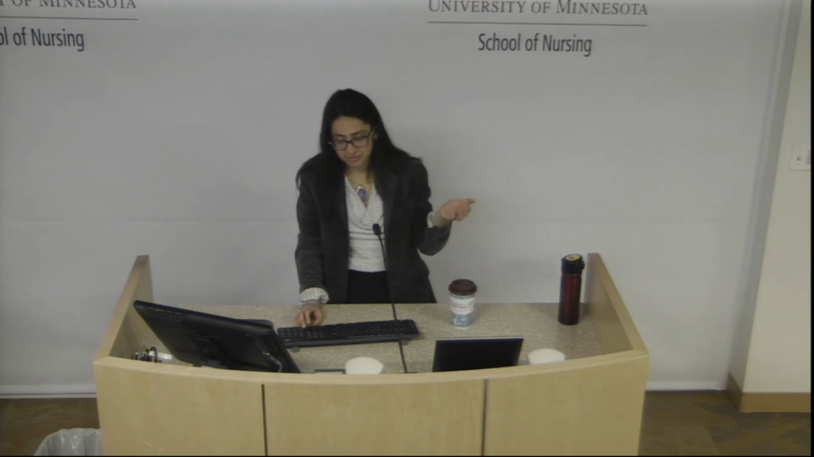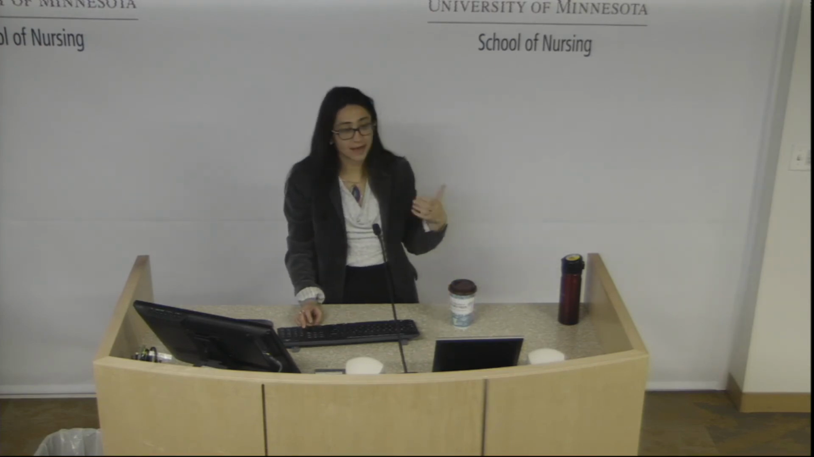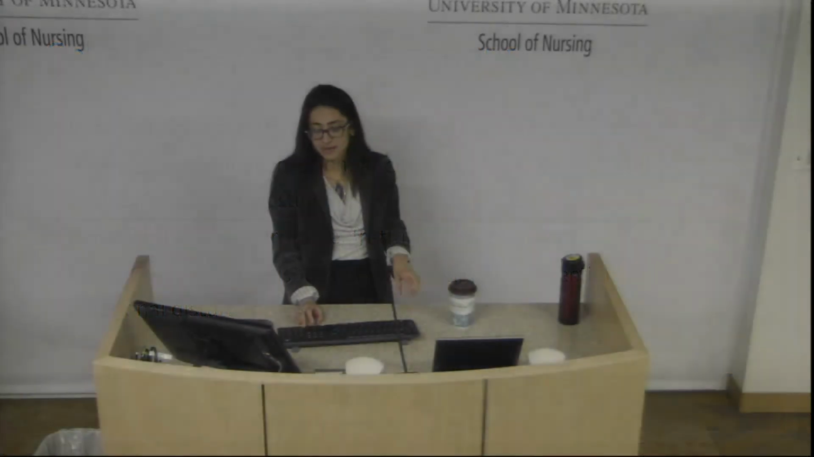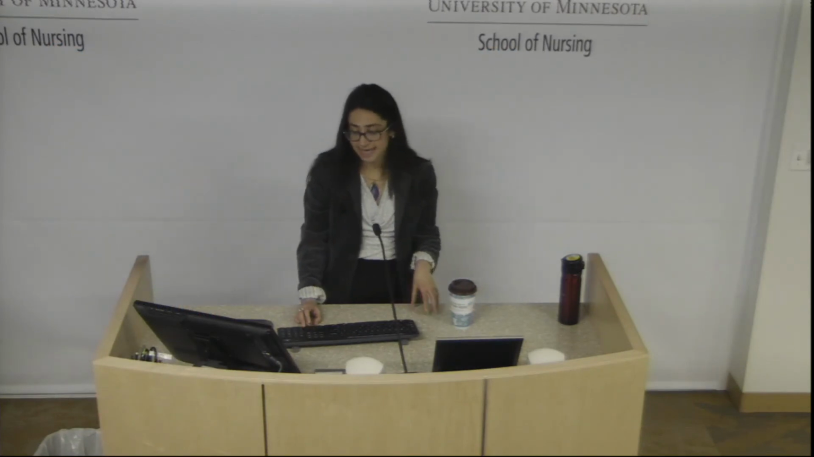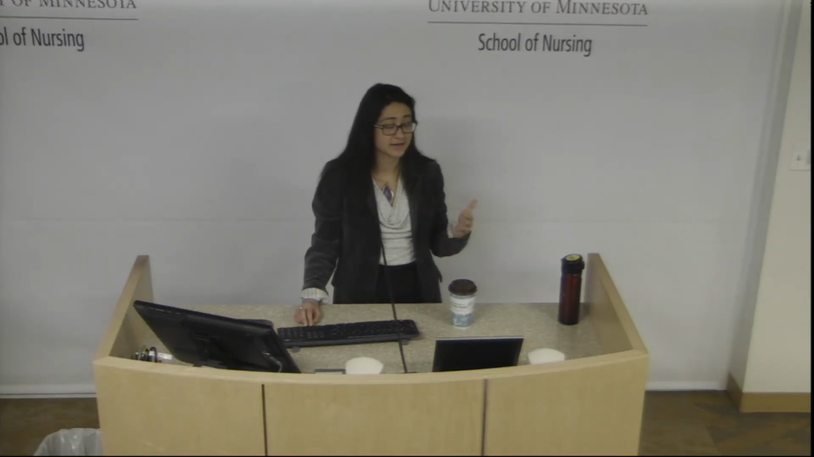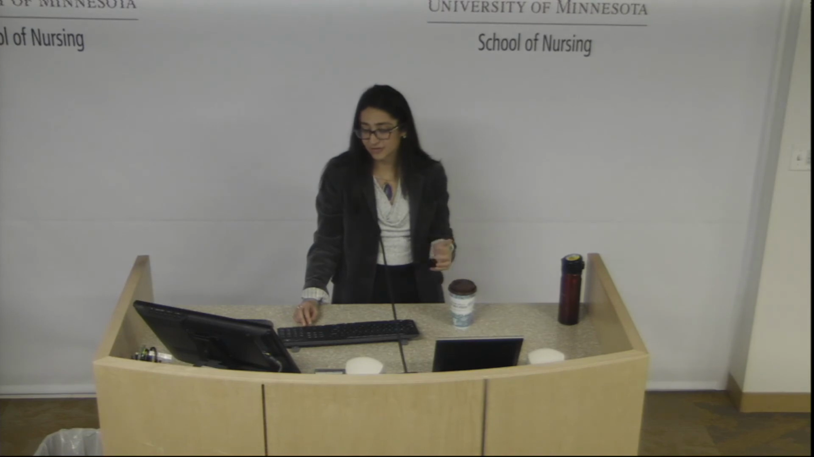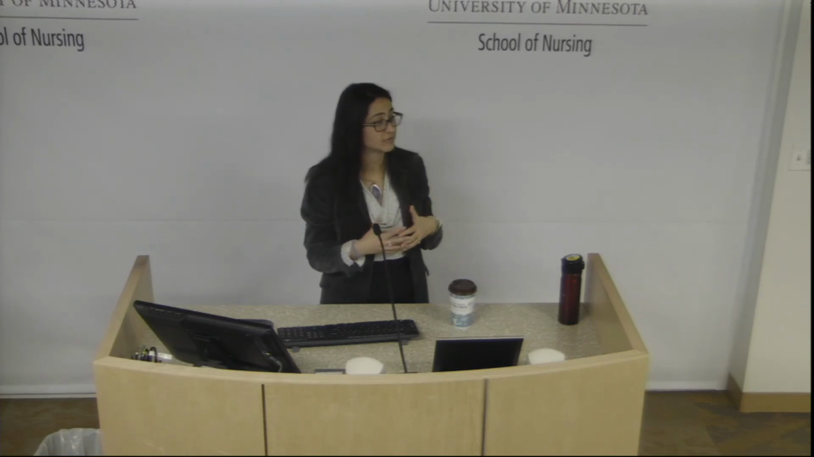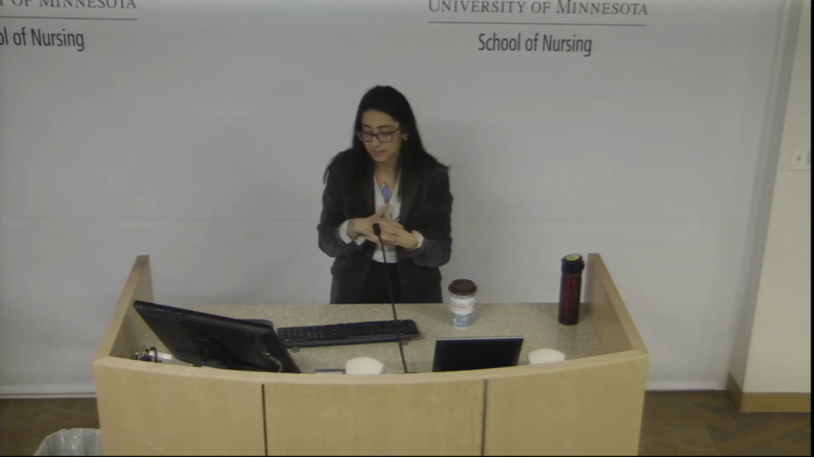There can be impaired fat absorption. You could see diarrhea, though you don't have to. You could see anemia, weight loss, belly distension, and muscle wasting over time. People with celiac will also sometimes have behavioral change if it's not treated. So you could be irritable, fretful, fussy, or apathetic. And you can have a celiac crisis where you have acute episodes of watery diarrhea relating to the gut not being able to absorb, with infection and emotional disturbance.